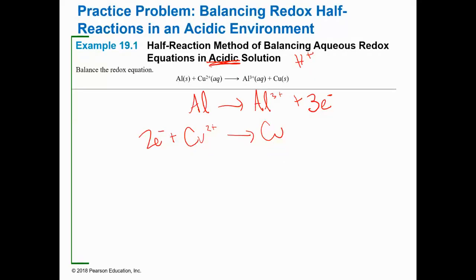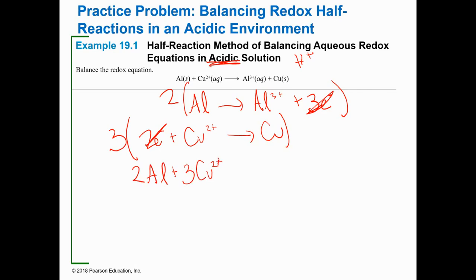Okay, so once I've done that, I need to be able to put them back together. The electrons have to be the same. So if they're not the same, I do need to go ahead and multiply that whole half reaction to get them equal. So I got them both equal to 6. When they are equal, you can cross them out, and I'm just going to go ahead and add these back together. So 2 aluminums plus 3 copper 2+ ions. It's going to make 2 aluminum 3+ ions plus 3 coppers. Okay, and then it's balanced.